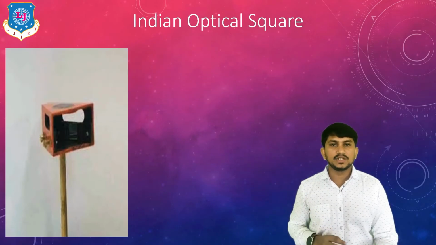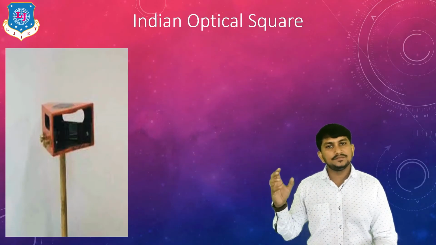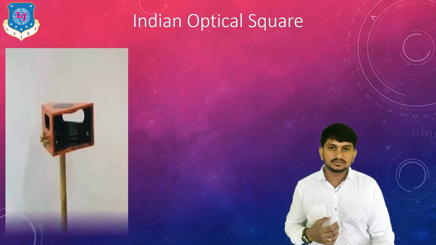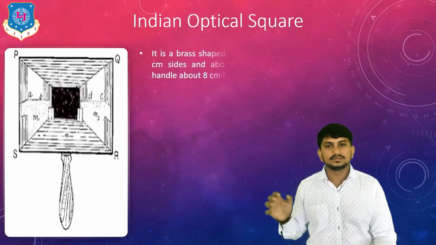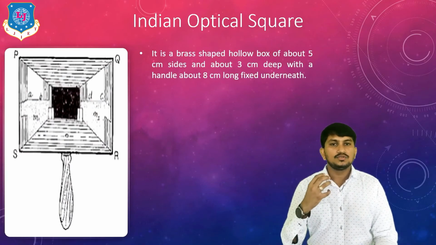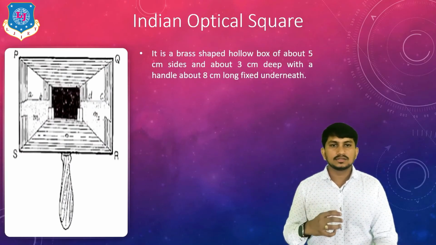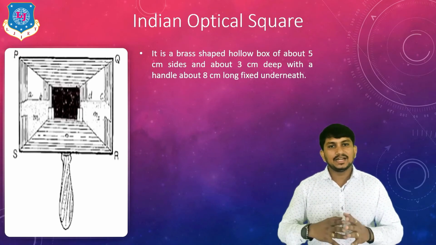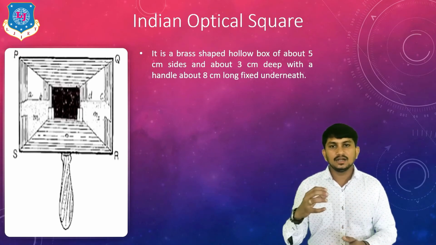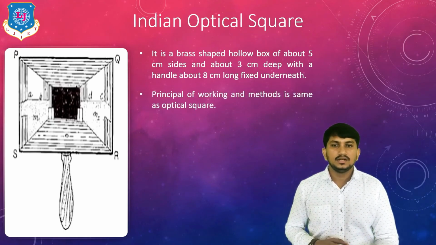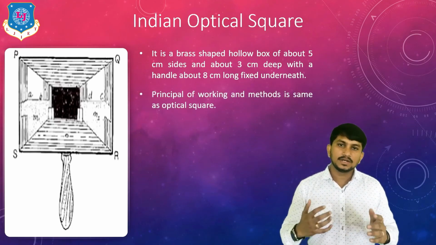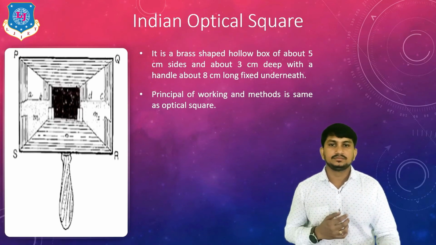This is the image of the Indian Optical Square. The shape is different compared to the optical square. This is the actual structure of the Indian Optical Square. It is a brass hollow box of about 5 cm size and about 3 cm depth with a handle about 8 cm long fixed underneath. The principle of working and method of operating is similar to the optical square.